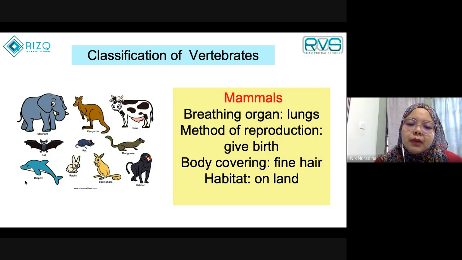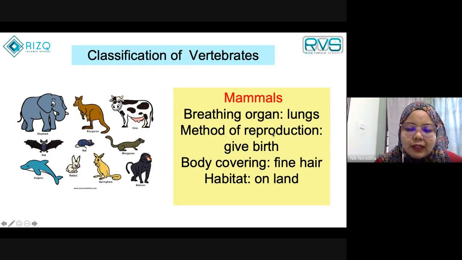But only one mammal, the platypus, we classify as a mammal, but it lays eggs, all right. So for mammals, what is their characteristic? Their breathing organ is usually lungs, right? Method of reproduction, they give birth. Same goes for whale. Why didn't we classify whale as fish? Because whale gives birth, right? So giving birth is under the group mammals. Even though whale doesn't have fine hair for body covering, they give birth, so they are under mammal.